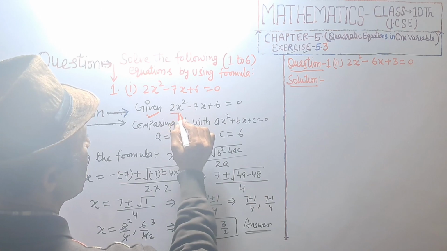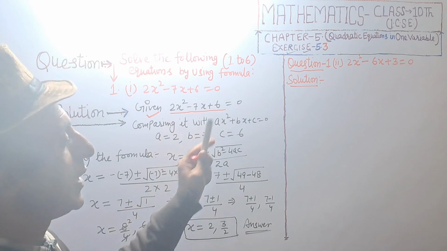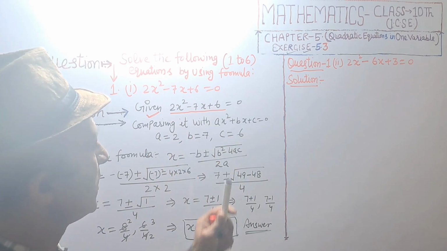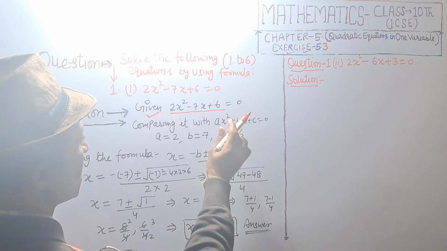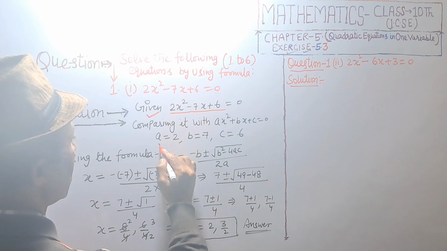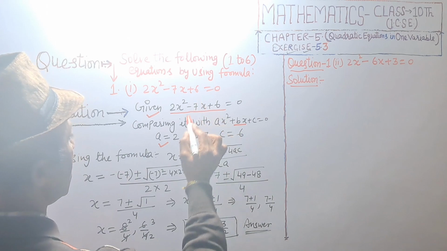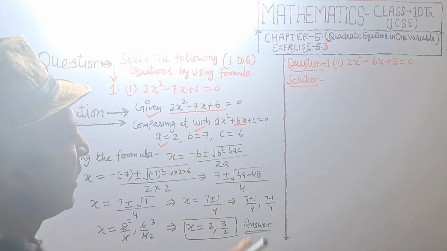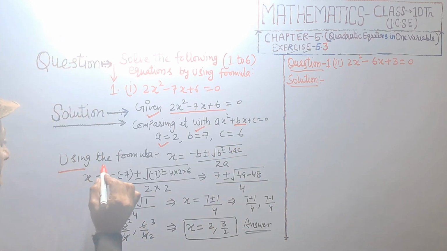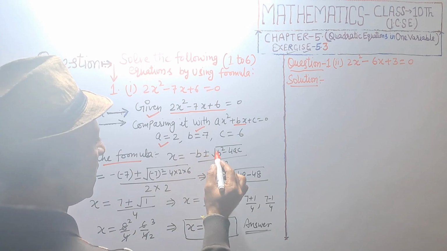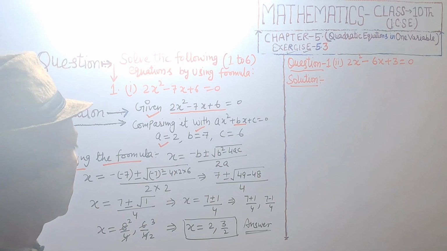Given equation is 2x square minus 7x plus 6 equal to 0. We are comparing this equation with ax square plus bx plus c equal to 0. And the coefficient of x square, that is called a, is equal to 2, and the coefficient of x, that is called b, is equal to minus 7, and constant c will be 6. And we are using the formula x equal to minus b plus minus root b square minus 4ac upon 2a.